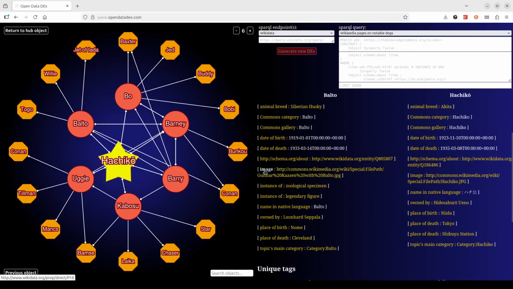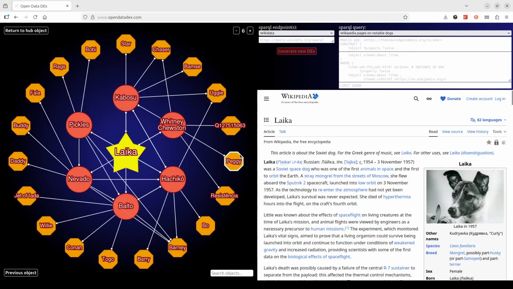They've got images, place of death is recorded. Let's see, they both have their owners recorded. So there's good reasons why these are connected. Let's see, I know this dog, he was a Soviet space dog. He's the first dog to orbit the Earth. Pretty amazing. So yeah, even though the reasons for being famous are different, I would guess that Laika is related to Hachiko and Balto just because they're so popular and there's a little more data on these than on other dogs. Let's see who Pickles is.